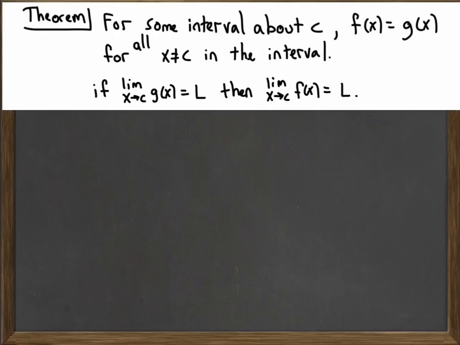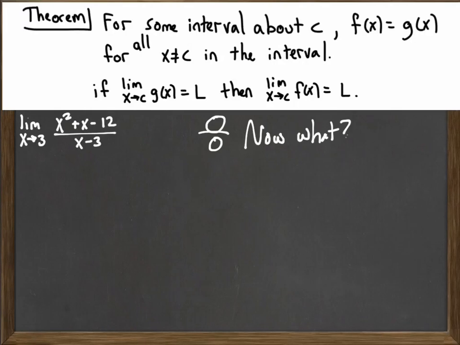So let's see what this theorem is really saying by looking at an example. Consider the limit as x approaches 3 of x squared plus x minus 12 over x minus 3. That thing does not have a limit, at least in terms of the limit rules we've developed, where we can just evaluate it. Because if we try to evaluate it, we get 0 over 0, and then we're faced with, well, now what?